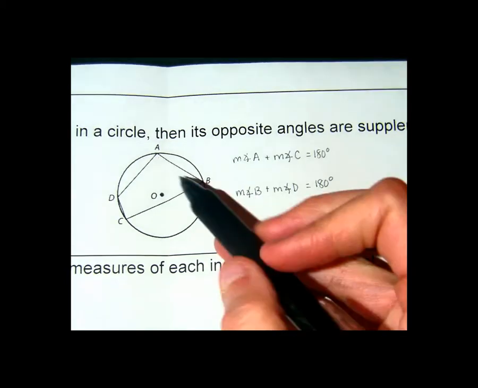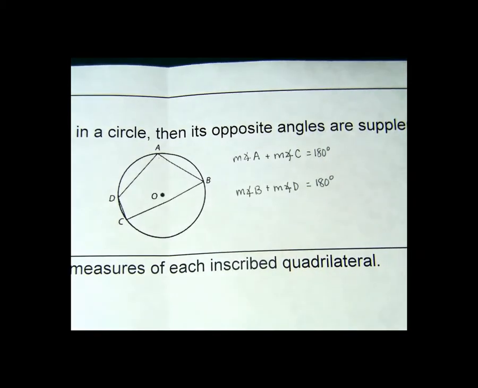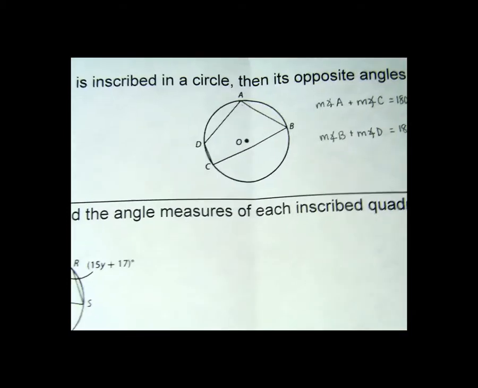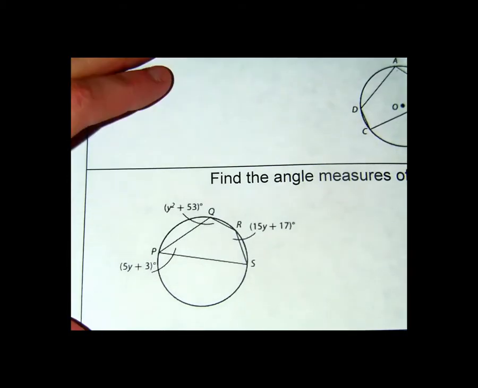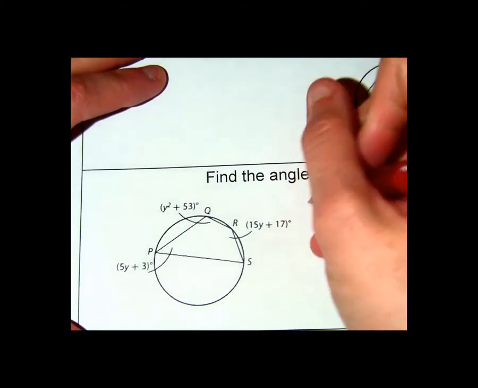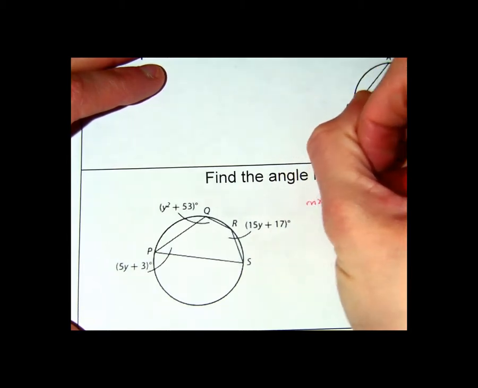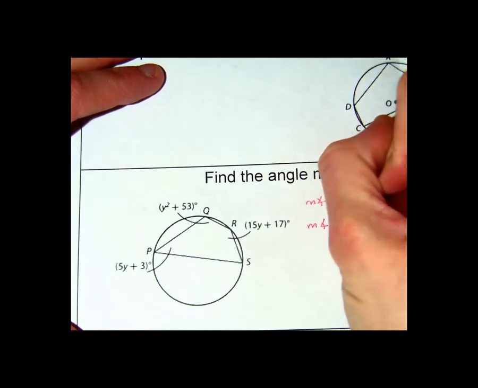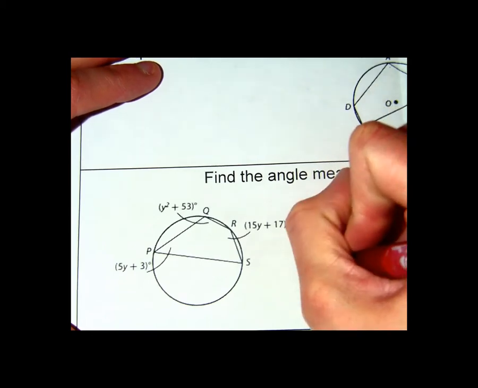There are also 360 degrees inside of a quadrilateral, which is why this ends up being true anyway. But we're going to use that to find these angle measures, and all of our work today is going to be based on these two formulas. So let's look at this first one here. It says find the angle measures of each inscribed quadrilateral. So just so you know what we are going to need to find eventually, we need the measure of angle P, the measure of angle Q, the measure of angle R, and the measure of angle S.